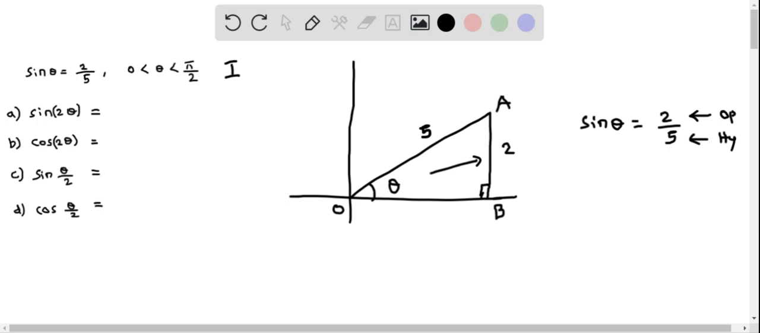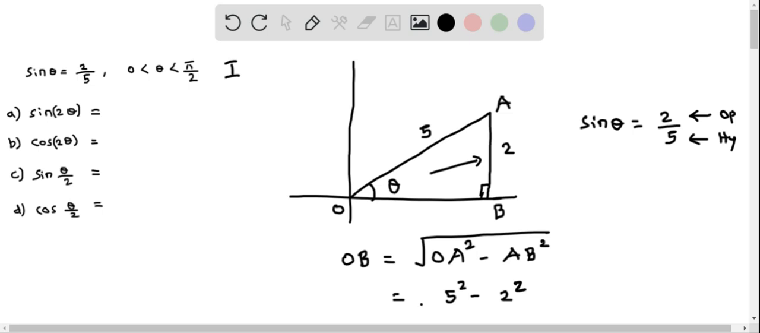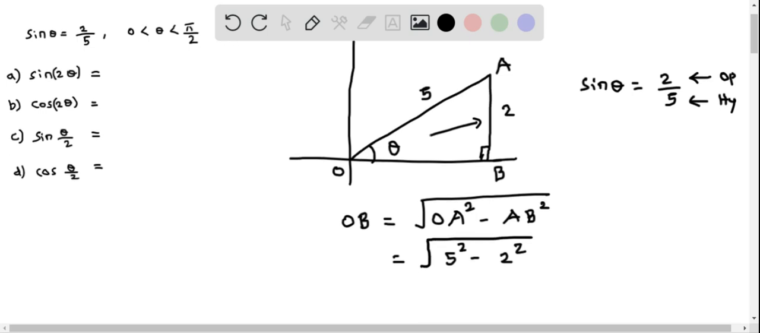Now we have to determine OB. We can do that using the Pythagorean theorem. That is, OB is equal to the square root of OA squared minus AB squared. So let's substitute OA equals 5. Therefore, this becomes 5 squared minus 2 squared, and this equals 25 minus 4, which is the square root of 21. So basically we found the value of OB equals the square root of 21.